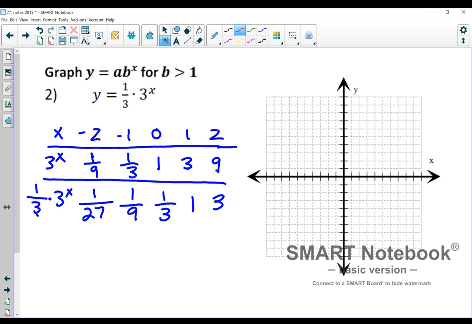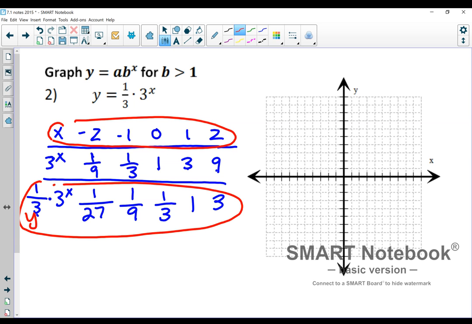So when I am graphing, this is my x row, and this is my y row. So I'm not graphing those numbers in between. They just helped me to get my answers. There are very few graphable points. I'm just going to actually graph these 3. So when x is 0, y is 1/3. When x is 1, y is 1. And when x is 2, y is 3.